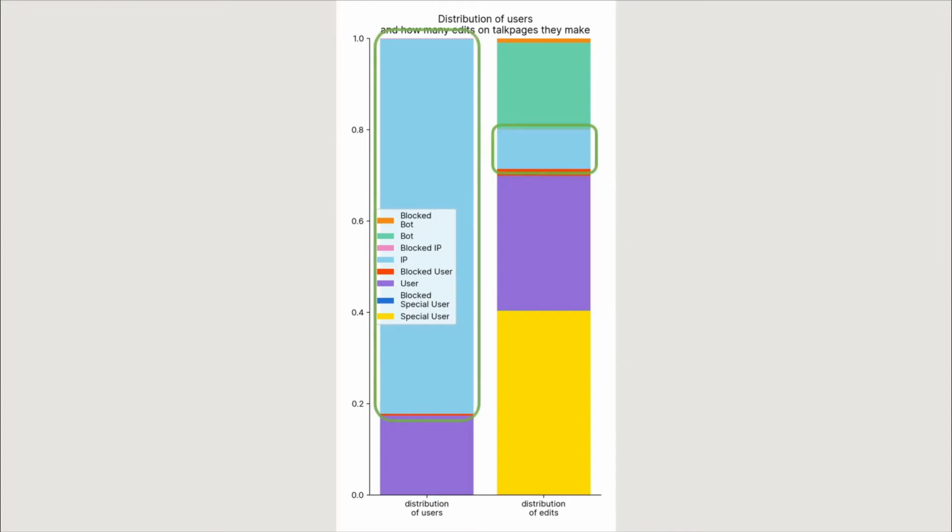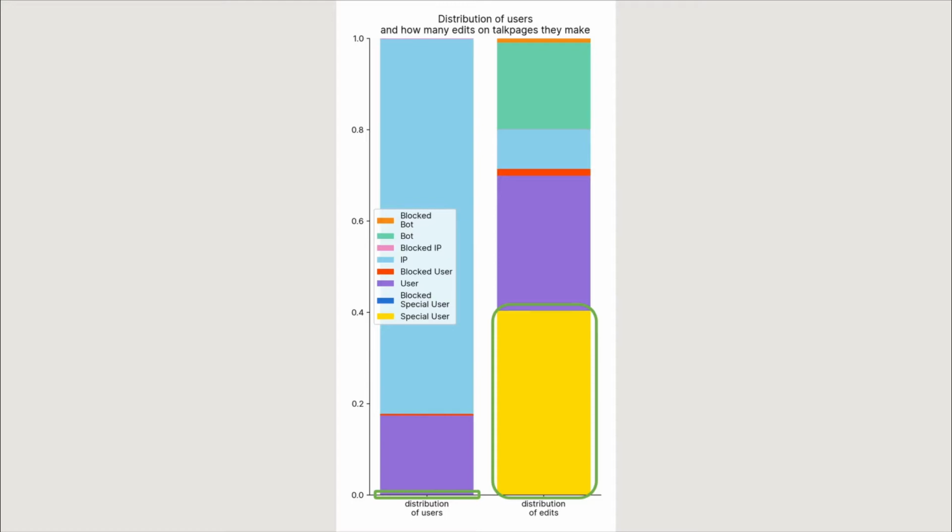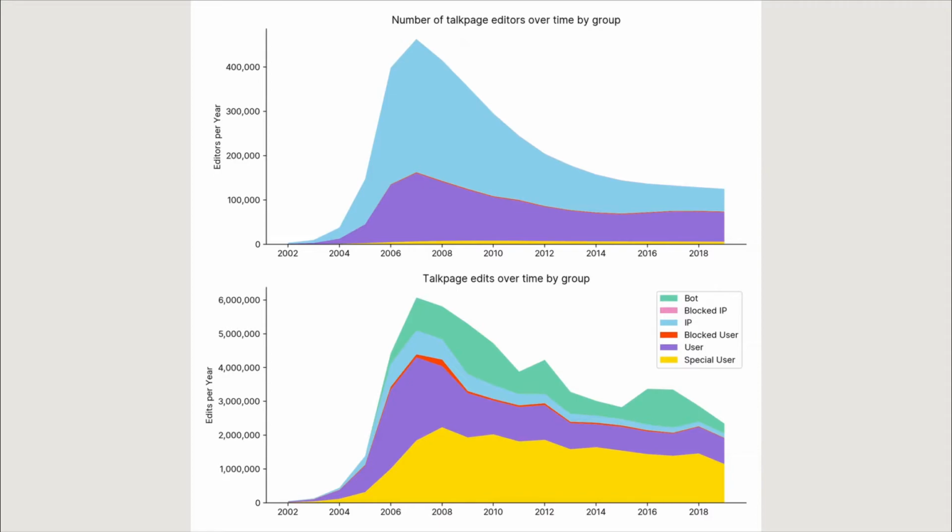IP users, the biggest group, make a comparatively small number of edits, and special users, one of the smallest groups, make the most edits. Next, we show how these change over time. The top chart is the population of these groups, while the bottom is the number of edits they make.